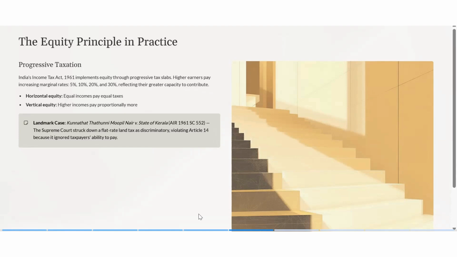That is vertical equity. So there is one landmark case, Moopil Nair versus the State of Kerala, which came in 1961, where the Supreme Court struck down a flat rate land tax as discriminatory, violating Article 14 because it ignored taxpayers' ability to pay, whether he can pay or not.